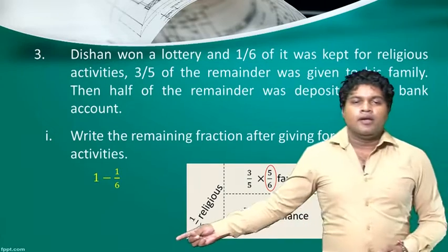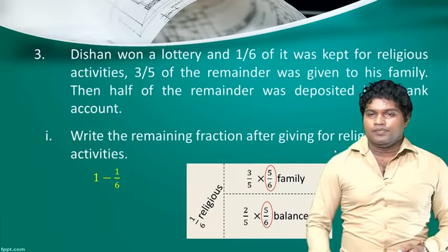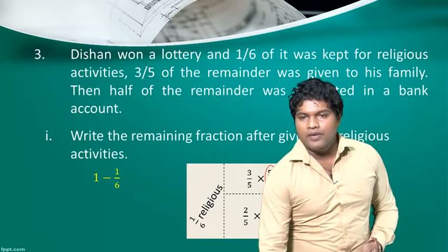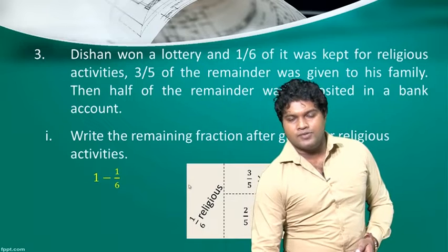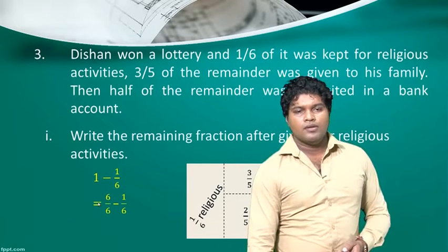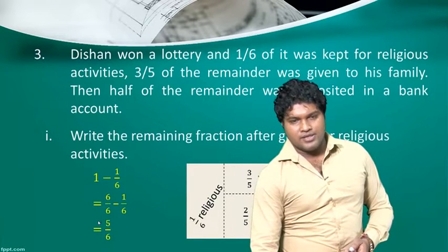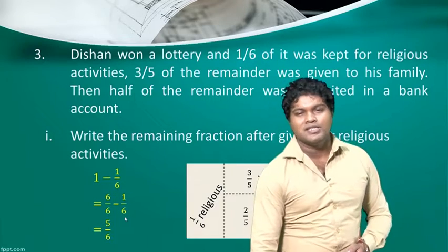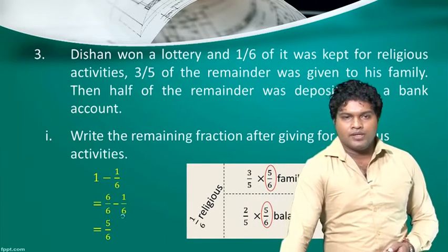Right. Then I am going to give the answer for the first question: write the remaining fraction after giving for the religious activities. You know, 1 minus 1/6. 1 minus 1/6 will be 6/6 minus 1/6, which is 5/6. 5/6 is an easy question. Then you just say 5/6 as the answer. Right. Second part.